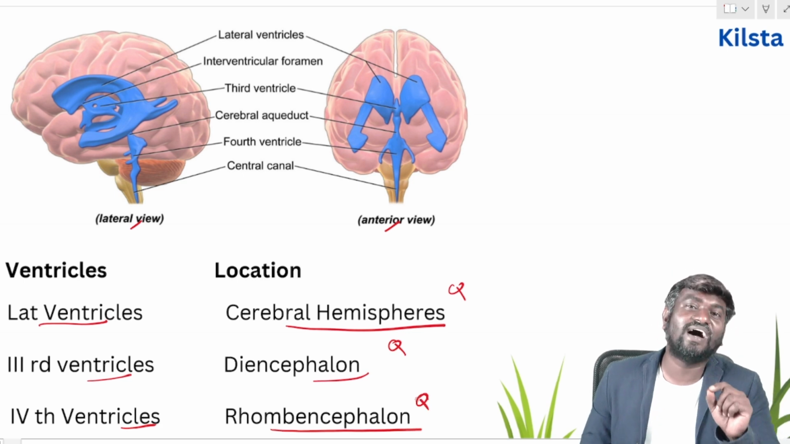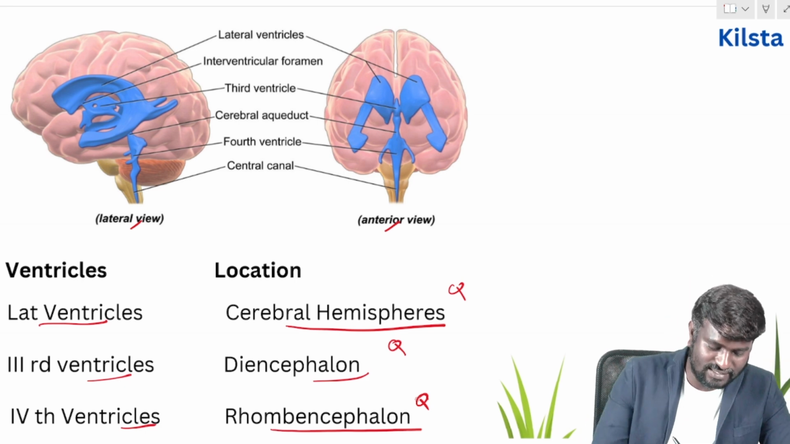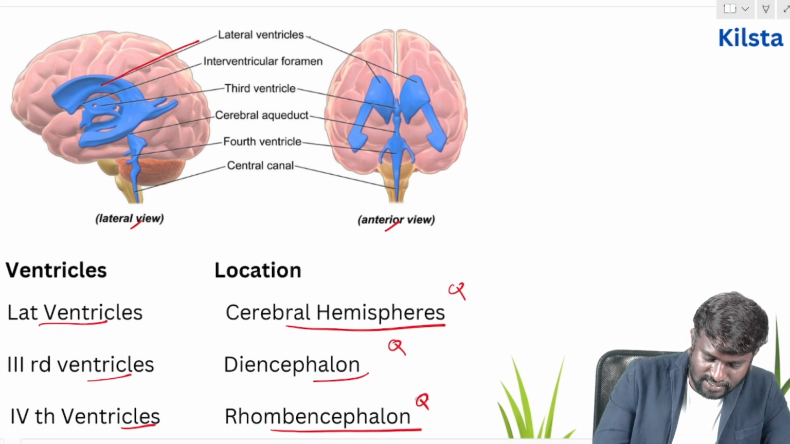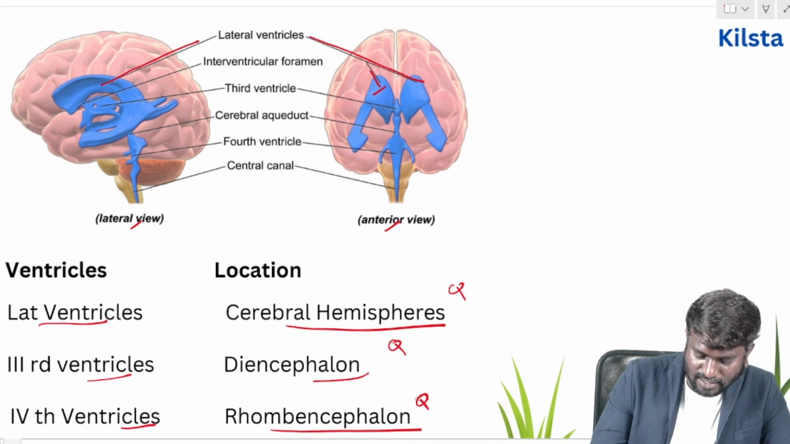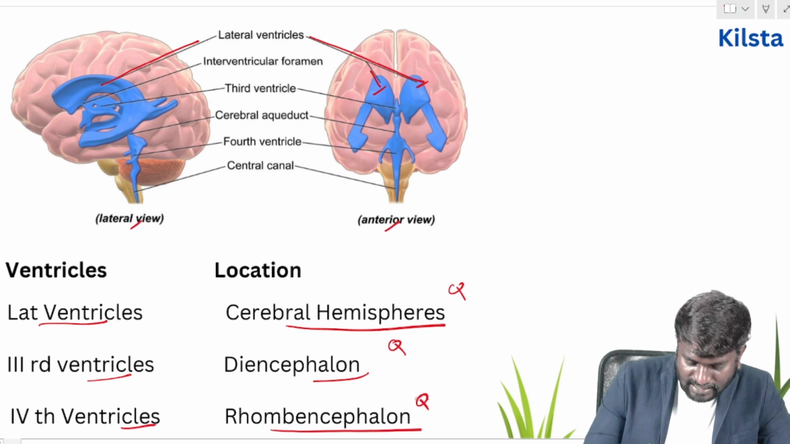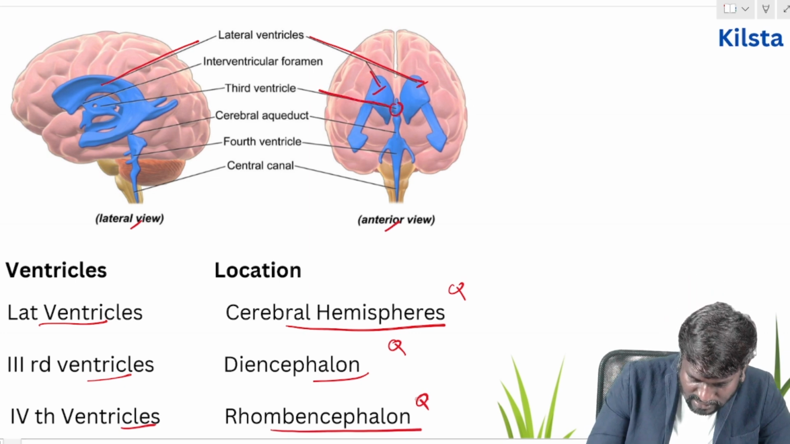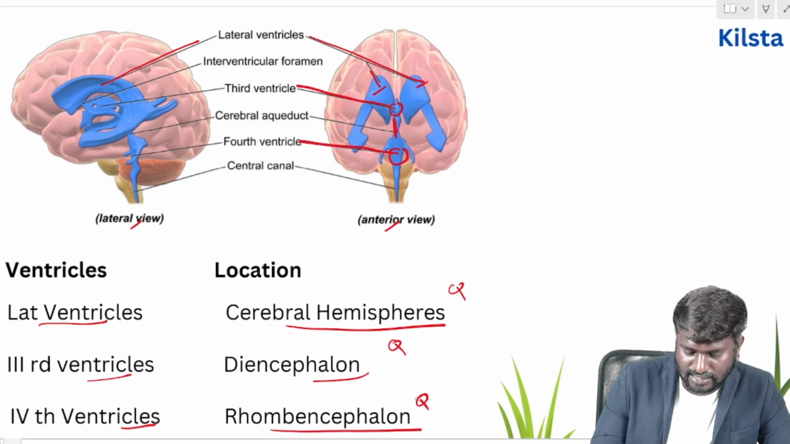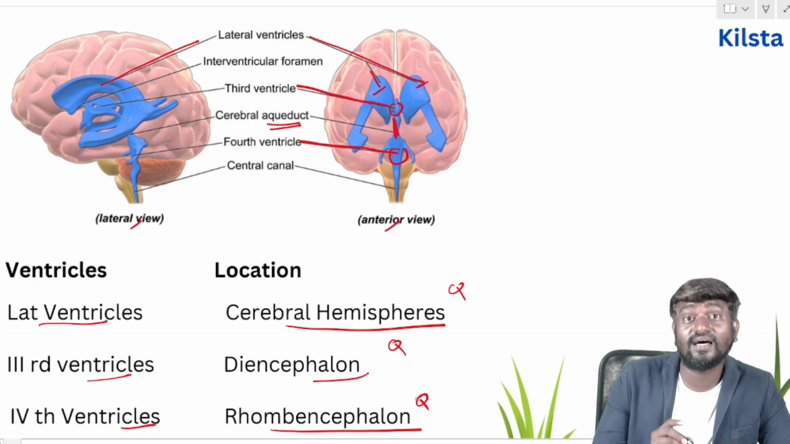Now let's try to identify the image and the important location. This region, this is going to be the lateral ventricle. So you can see these are going to be the lateral ventricle, and this region is called as what? The third ventricle. And just below we have the fourth ventricle. Yes, in between there is going to be an aqueduct which is called as the cerebral aqueduct.